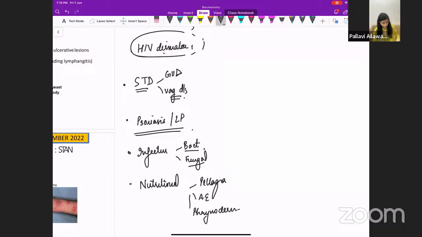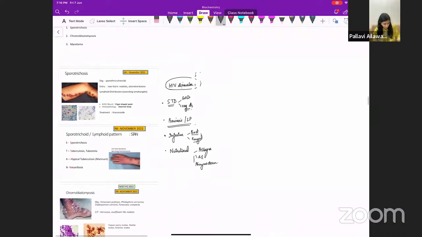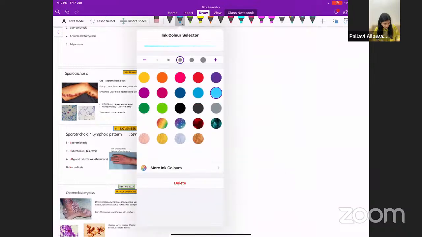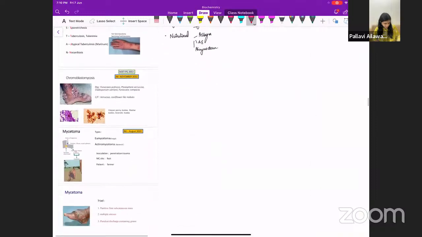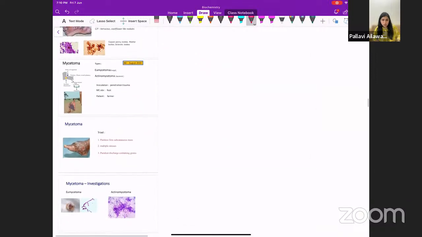Now, coming to genital ulcers, what is your approach? First of all, when we see a patient with a genital ulcer, you have to see whether it is a painful ulcer or a painless ulcer. If it is painless, what are the two important causes of painless ulcers? What are the two common causes of painless ulcers and what are the two common causes of painful ulcers? Tell me.